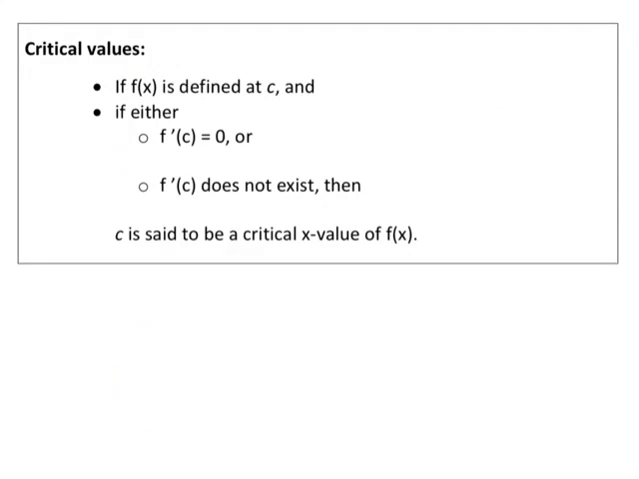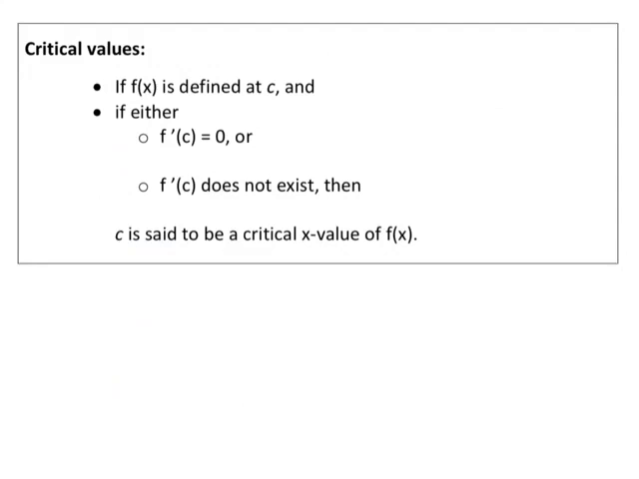We're now going to be talking about critical values, and critical values are crucial pieces of knowledge for the AP exam. So let's go ahead and take a look and see what this is all about. Well, the first bullet says that if the function f of x is defined at c, and either f prime of c equals 0 or f prime of c does not exist, then that point c is said to be a critical x value of the function f of x.